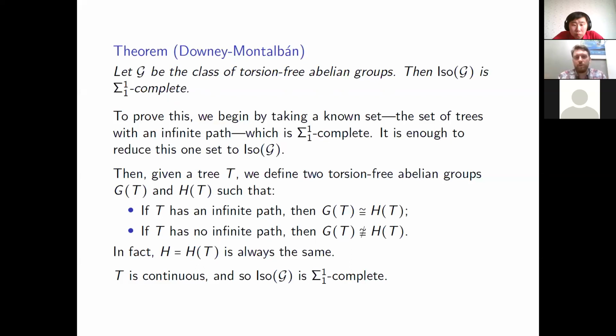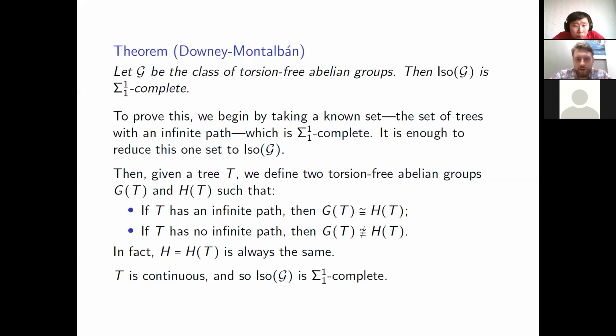Now I won't give the proof, but I'll say something about what you need to do to prove this. I won't get into the actual group theory, but you start with a known set. In this case, what they used is the set of trees that have an infinite path, which you know is Sigma 1-1 complete. So you start with something that you already know is very complicated, and then you reduce that to the isomorphism problem. So what does that mean you have to do?